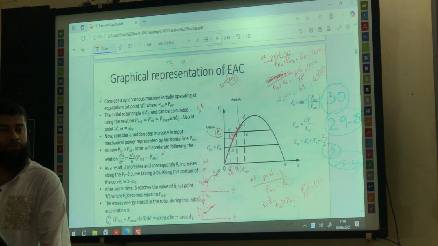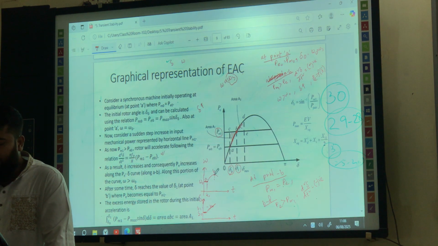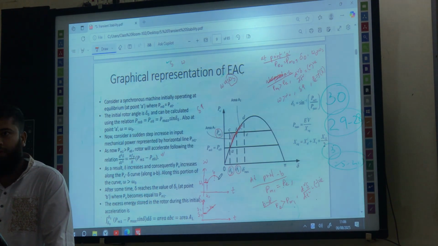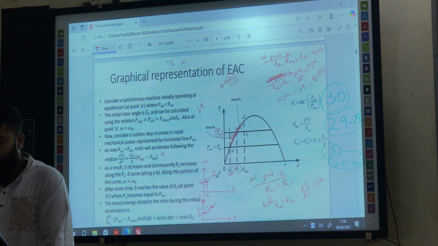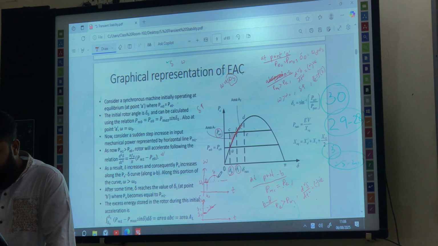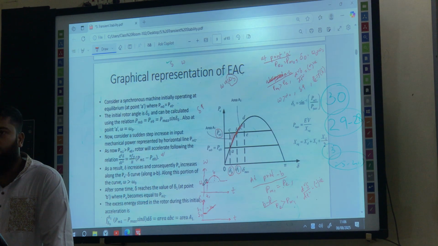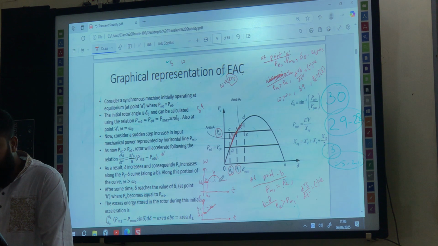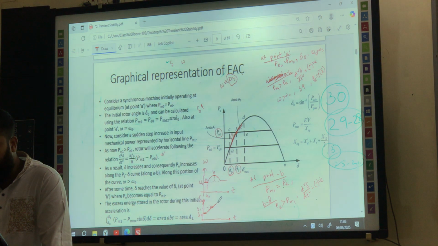So rotor deceleration means this omega value will now try to reduce, and it will keep reducing, and at a certain moment it will come to exactly omega naught. Up to this point, whenever the omega is decreasing but still higher than omega naught, in this time this delta will also increase. Have you understood this phenomenon?